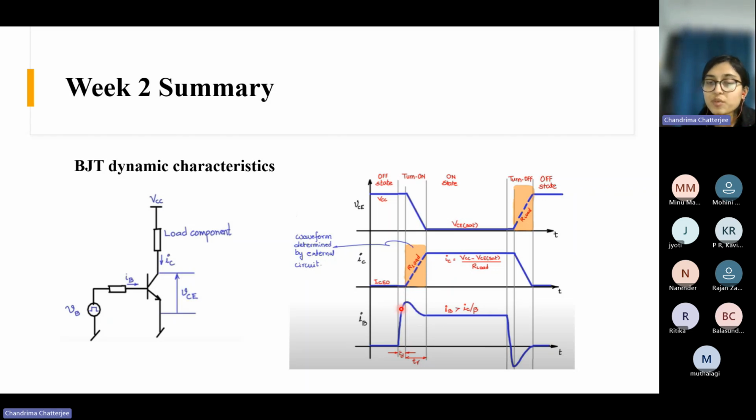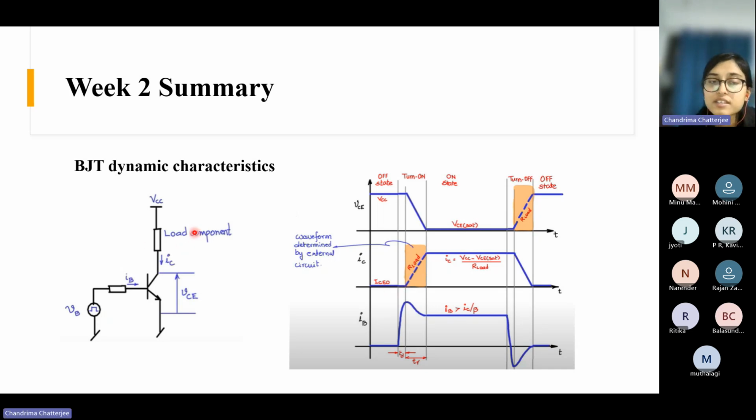At this point the base current starts rising, but IC is still small and VCE is still almost equal to VCC. So this time is called the turn on delay time. After that, the base current stabilizes, it reaches a value, and from this point the collector current starts rising.